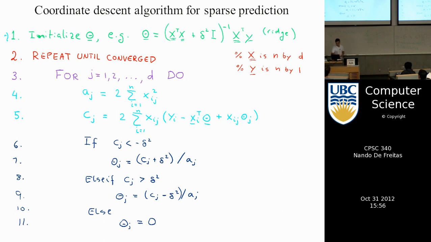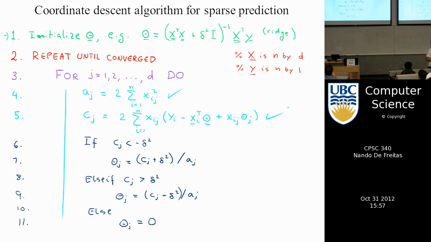And so we do this for all d. We repeat this for all d. We first compute aj using the formula for aj. We compute cj using the formula for cj. And then we just do the check. If cj is less than minus delta squared, use the first formula. If it's greater than delta squared, use the last formula. And if it's none of those cases, then theta is zero, which is what we had from our derivation.